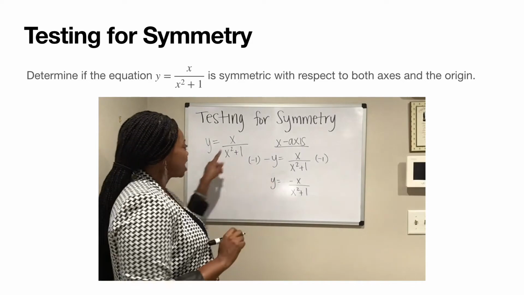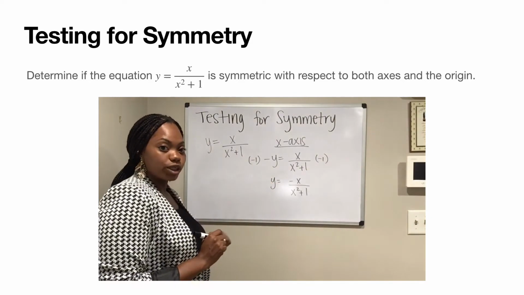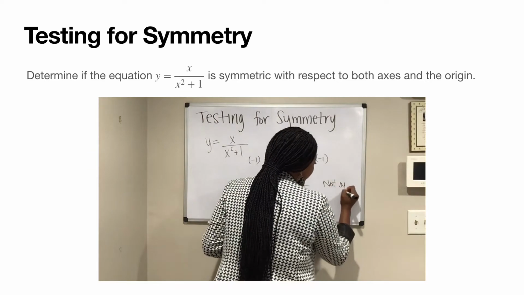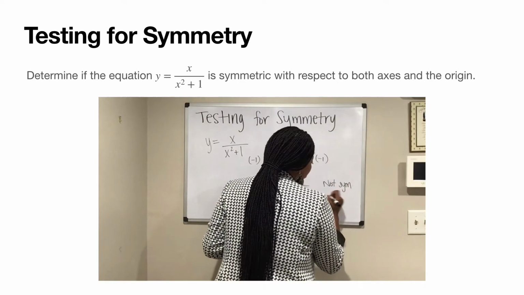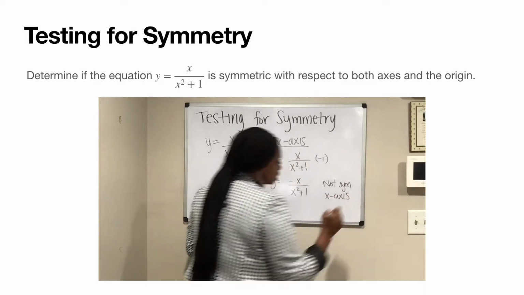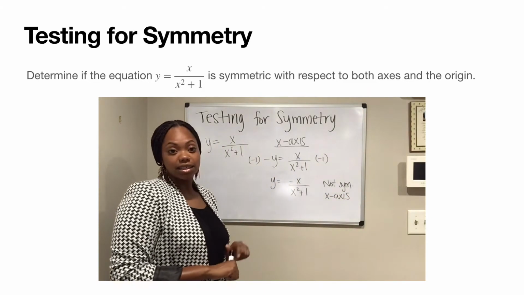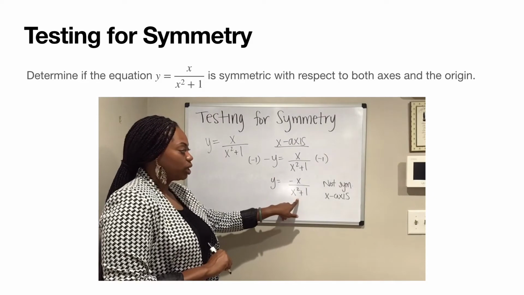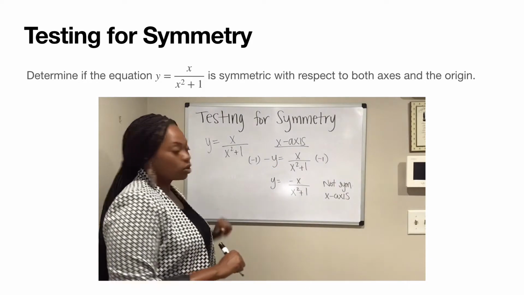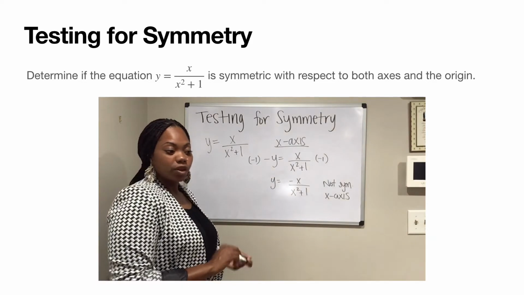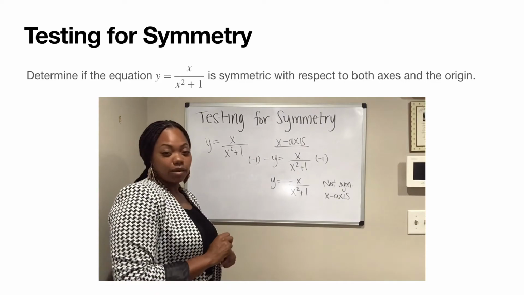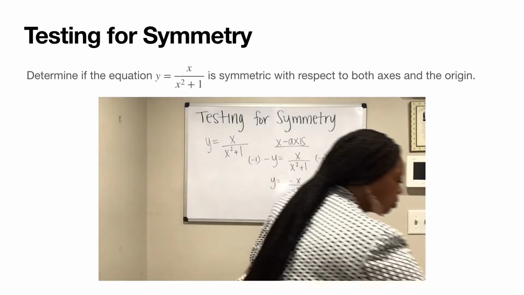Since this is not an equivalent equation to what we started with, we can see that I am not symmetric with respect to the x-axis. So it's not symmetric with respect to the x-axis, and that is because the equation that we get after substituting negative y for y is not equivalent to our original equation. We're going to do a similar thing to see if I'm symmetric with respect to the y-axis.